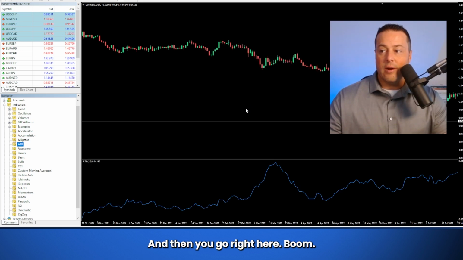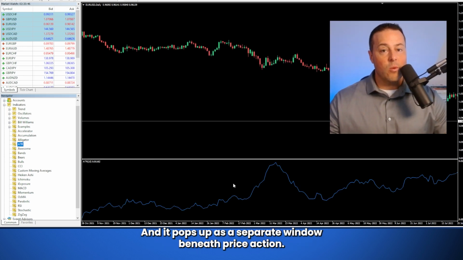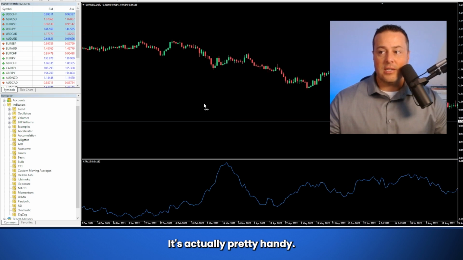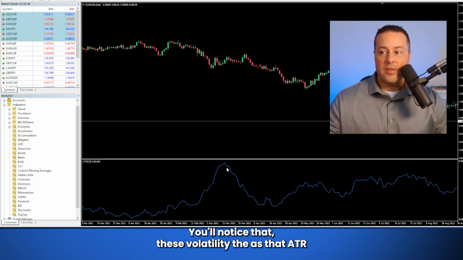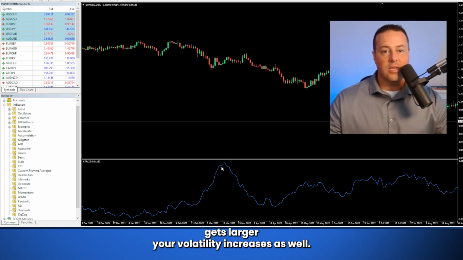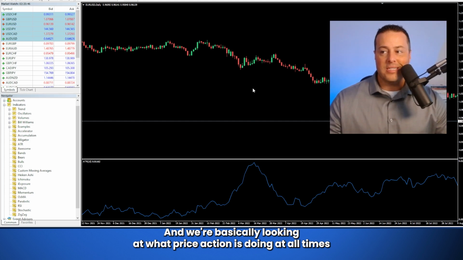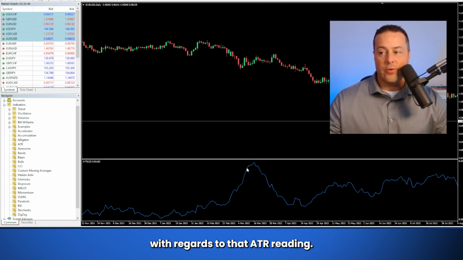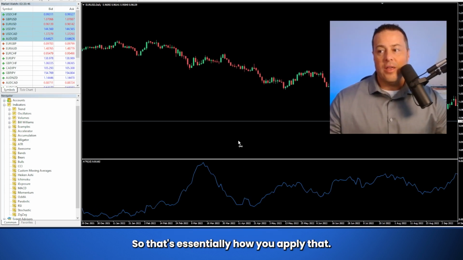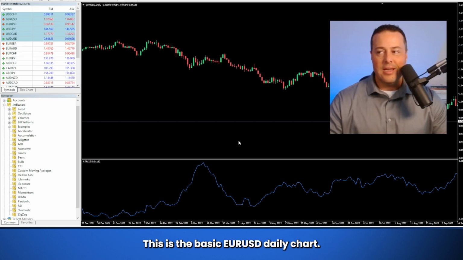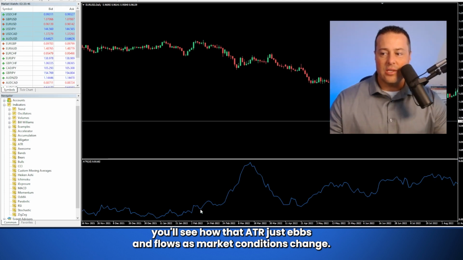Then, boom, it pops up as a separate window beneath price action. It's actually pretty handy. You'll notice that as the ATR gets larger, volatility increases as well. We're basically looking at what price action is doing at all times with regard to that ATR reading. That's essentially how you apply it. This is just a basic EUR/USD daily chart, and you'll see how the ATR ebbs and flows as market conditions change.